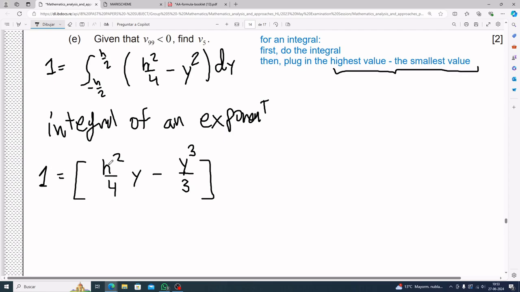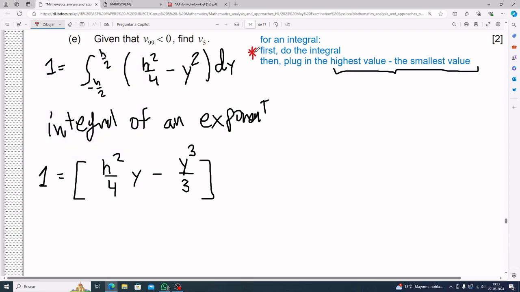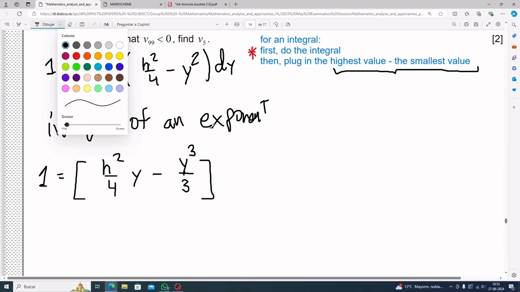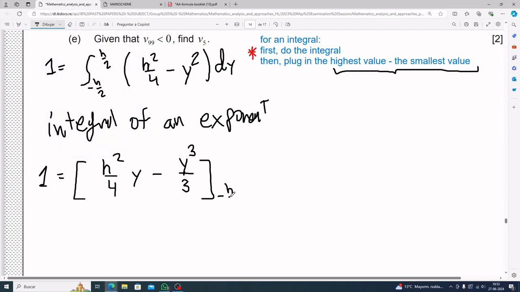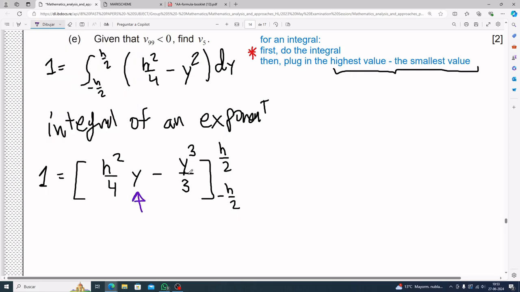Here, this is the first step for doing the integral. So you do the integral and this is how you write it. You integrated it, and you have to put down the lowest value and the highest value that you're going for. So that was the first step, doing the integral. Now something that I forgot to explain is why a y appears here.